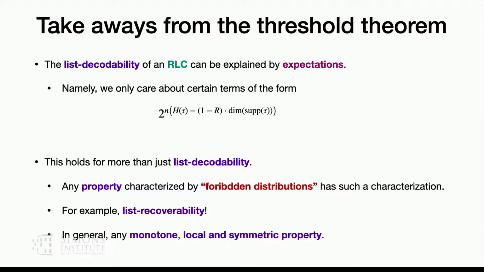And in general, any property that's monotone, in the sense that as you increase the code, if you add more code words, you can only hurt yourself. That's increasing monotonicity of the property. Locality, you have short witnesses, and the symmetry to row permutation. So any code property that has that, this method applies to it.